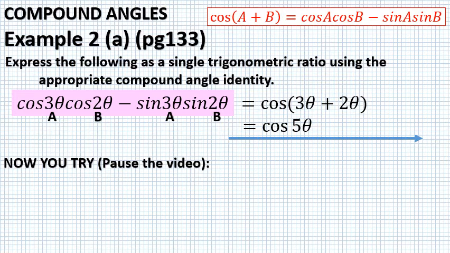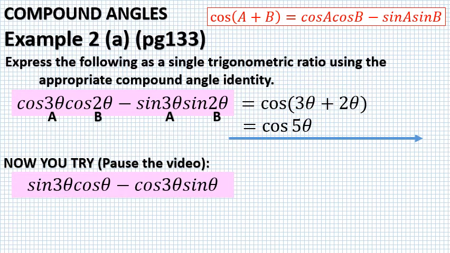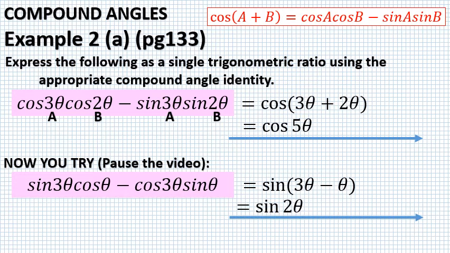Now I want you to try the next one by pausing the video before you see the answer. Use a scrap paper, whatever you can. It doesn't have to be neat and tidy. I know you're going to make lovely notes after this video, so please just give this one a go on your own. Sine 3 theta, cos theta, minus cos 3 theta, sine theta, and pause. Well done if you realized it was a sine compound angle identity with a minus and 3 theta minus.